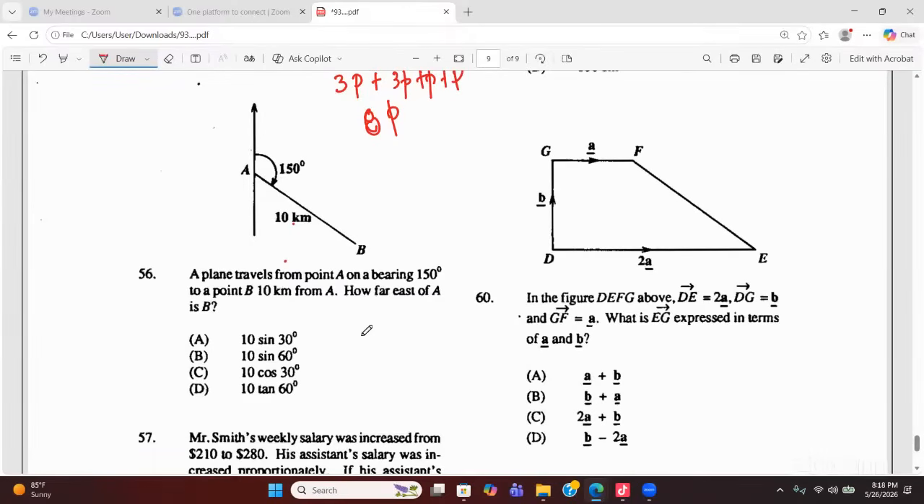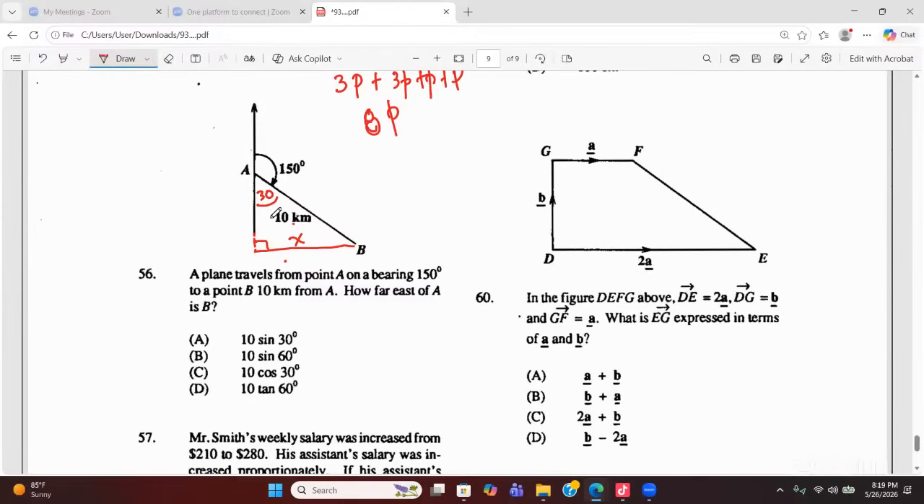Now, 56, bearings question. It says a plane travels on a bearing of 150, as you could see right there, to the point P. And now the question is saying, how far east of A is B? What they're saying is, all you got to do is extend this, that they're asking you to find this. So when they say how far east, they're saying, give us that red line there. Now, watch this. The reason why you can do this question, and this is a very good question, is because this remaining angle here is 30 degrees. Because remember, I know the straight angle is 180.